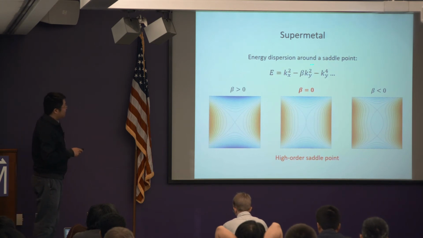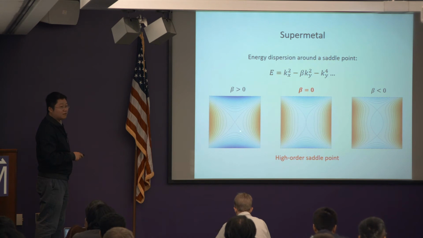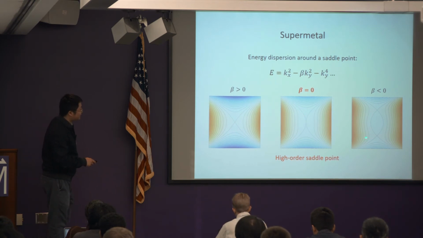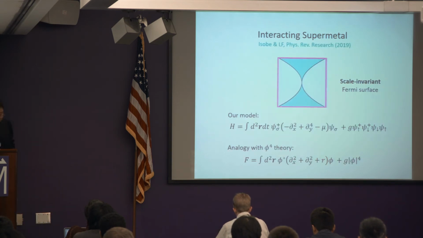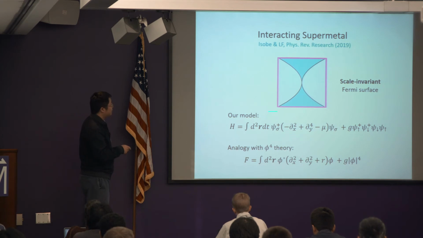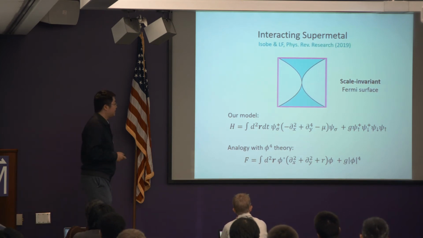So again, this shows how the Fermi surface at the Van Hove singularity evolves. When beta is positive, we have an ordinary Van Hove singularity with log divergence. When beta is 0, two Fermi surfaces touch tangentially and we get a power law divergence. And when beta is negative, two ordinary Van Hove singularities develop. When we further add the electron interactions, this is the full model we're going to study. The first term describes the kinetic energy, which is kx squared plus ky to the 4th. Mu is the chemical potential. And the second term is a short-range contact interaction.